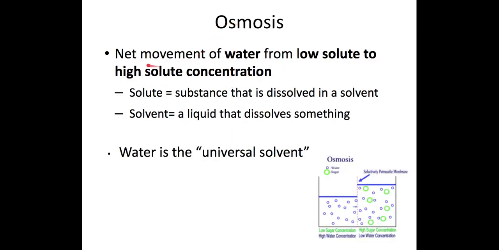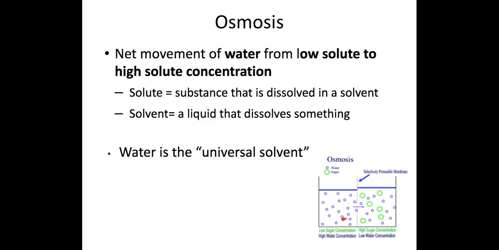All right, osmosis. Osmosis is the net movement of water from a low solute to a high solute concentration. Just some key terms: a solute is a substance that is dissolved in a solvent, and a solvent is a liquid that dissolves a solute. And water is known as the universal solvent.